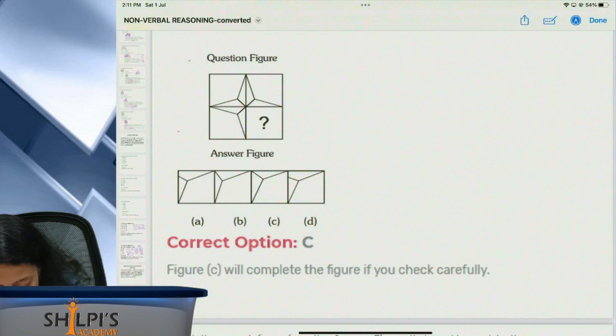Okay. Just see that how it has been drawn. So here one line comes. Okay. After that line, how it has been drawn, here to here and here to here. Okay. So which gives a perfect figure is here.